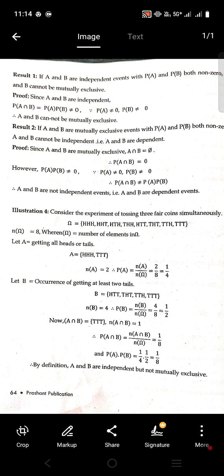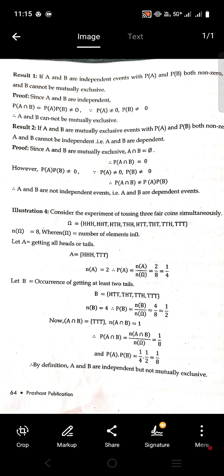Then again we see result two: if A and B are mutually exclusive events with probability of A and probability of B both non-zero, then A and B cannot be independent, that is, A and B are dependent. Proof: we have proved this result. Since A and B are mutually exclusive, that is, A intersection B is equal to the empty set, and therefore probability of A intersection B equals 0. However, probability of event A into probability of event B is not equal to 0.